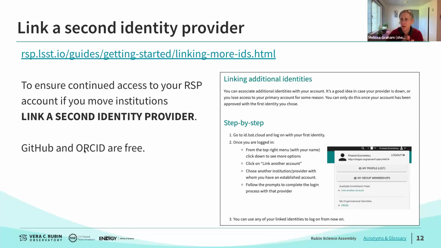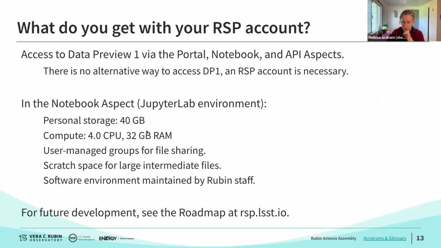Once you do have an account and you've signed up and it's working, we strongly, strongly recommend that you link a second identity provider, especially if you're a student or a postdoc, since you're going to be moving institutes in the next couple of years. To ensure continued access to your RSP account, if you move institutions, link a second identity provider. GitHub is a great one. ORCID is another great one that you will have forever. You can follow these instructions to do that. So, strongly recommend. If you want to go do that while I'm talking, that would be great.